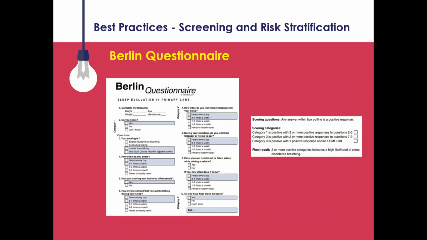So the second one I'm going to talk about is the Berlin Questionnaire. It's a widely used tool with good validation, but it lags a little bit in sensitivity when you compare it to STOP-Bang. This was originally designed for the primary care environment, but it's also used in the acute care setting. This tool requires more calculations based on categories related to snoring, daytime sleepiness, and a history of hypertension or obesity, so a little more time consuming than STOP-Bang.